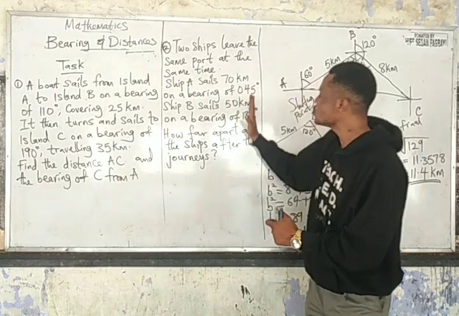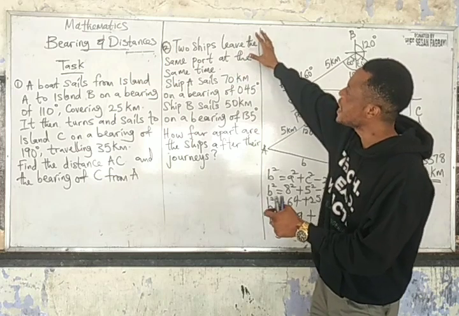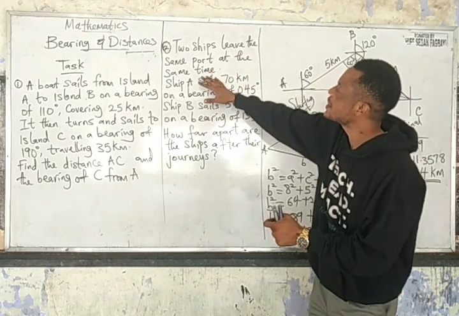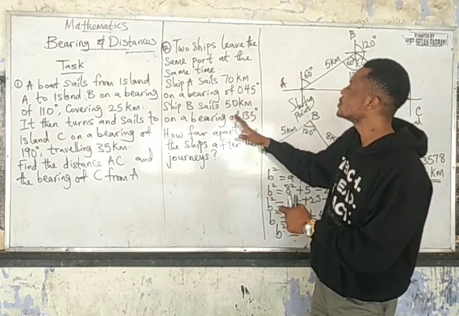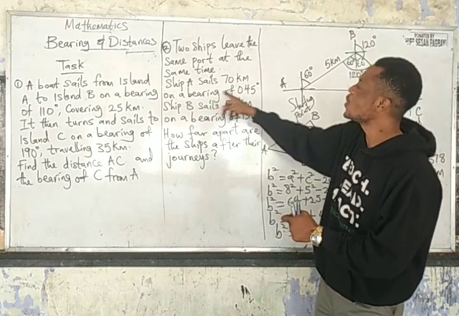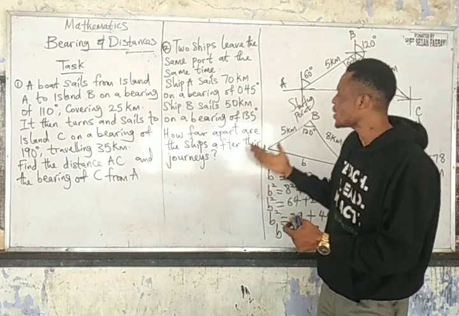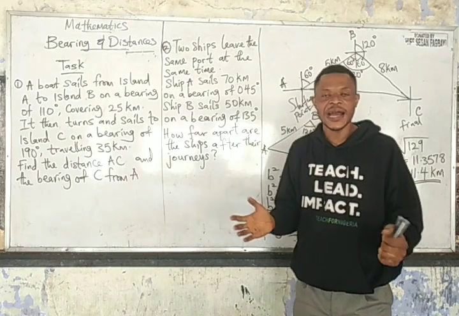Same thing applies here. You are meant to find the distance between the 2 ships that left the same port at the same time, of which one traveled 70 kilometers, the other one went for 50 kilometers. The first one went on the bearing of 45 degrees, while the second one went on the bearing of 135 degrees. So make attempt on this.